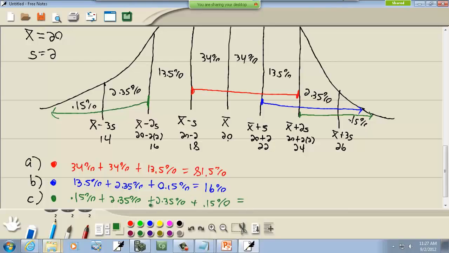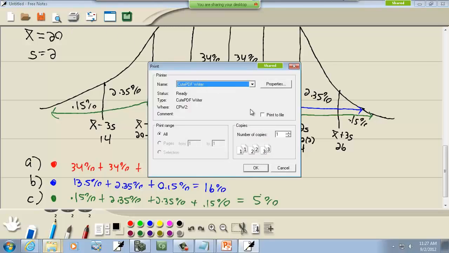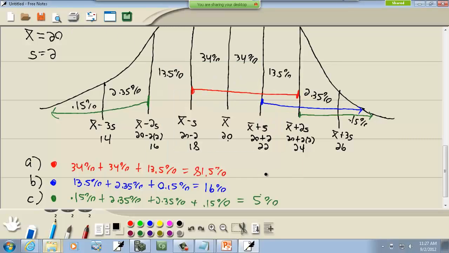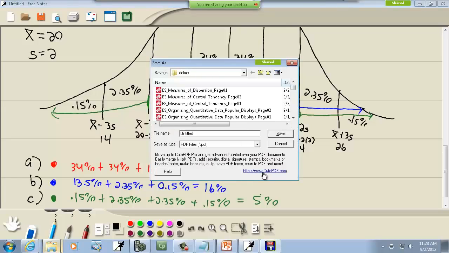Now these add up to 4.7, and that's 0.3, so that gives us 5%. And that's how you work an empirical rule problem. Now again, sometimes they don't give you the x bar and s. You have to do one var stats first to get those. So let me save this. And we'll continue on.